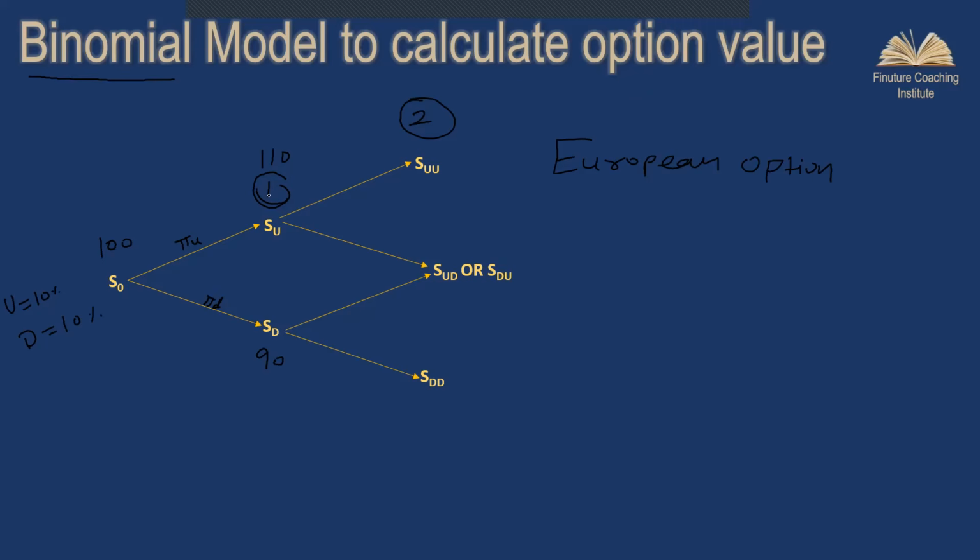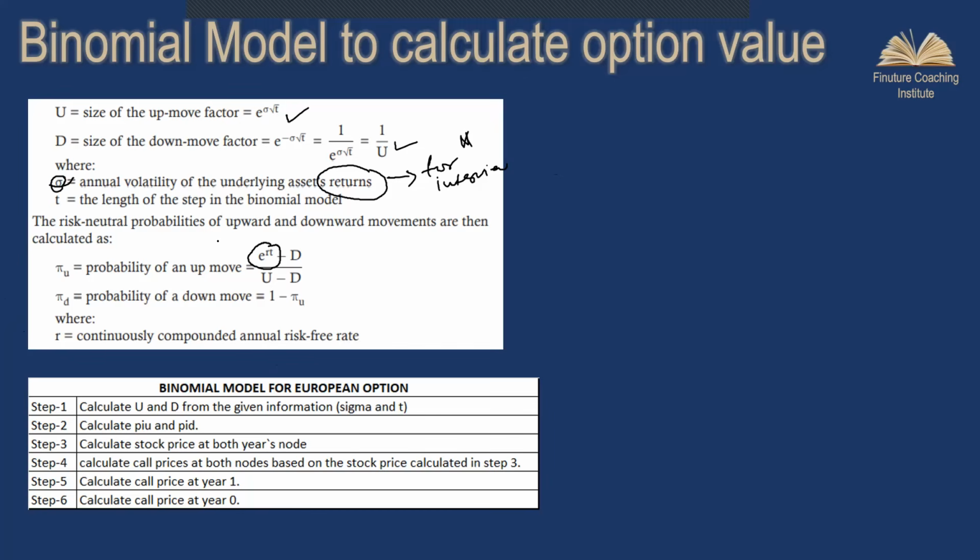What is the chance that your stock price would go to 110 and what is the chance that your stock price would go to 90? So these are the probabilities that we would need when we use the binomial model to value the option. So these are the formulas, and the R is a continuously compounded risk-free rate, important points.